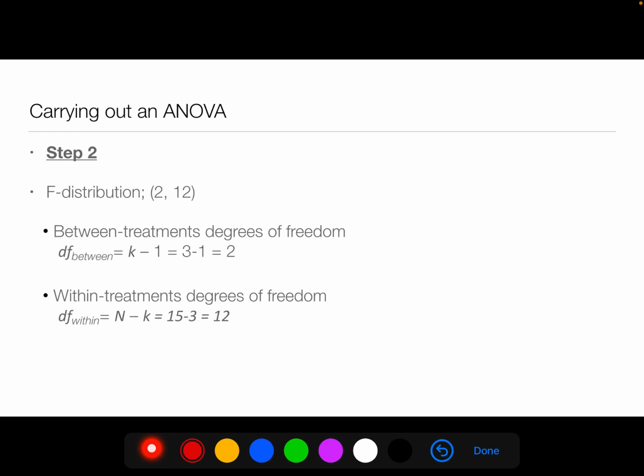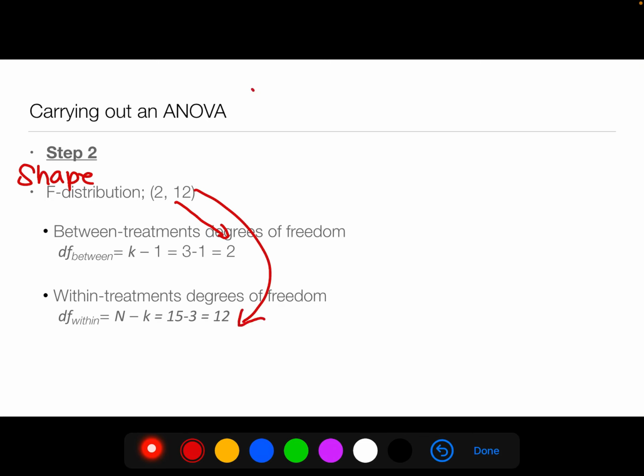Step 2, again, this is going to be an F distribution, is the shape. This is the kind of distribution. We have to say what kind of F distribution it is. What are we going to look up on our table? And remember, for ANOVA, we have 2 different degrees of freedom that we need to do. We're going to need our between treatments degrees of freedom, that's this value here, and we're going to need our within subjects degrees of freedom.